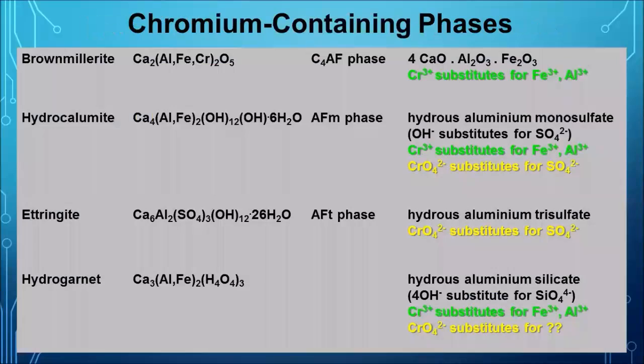The trickiest part was to identify the chromium-containing phases. I've already talked about brown millerite. We knew that was there, and there is evidence for chromium substitution into this structure. So chromium-3 substitutes for iron and aluminium. That's well known from the literature. And brown millerite is also one of the phases that we know undergoes weathering, and there's evidence for the conversion of brown millerite to the first of the chromium-6 containing phases that I'm showing here, which is hydrocalumite.